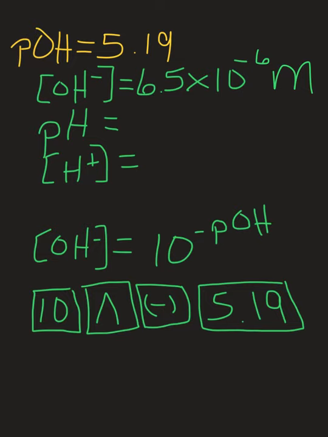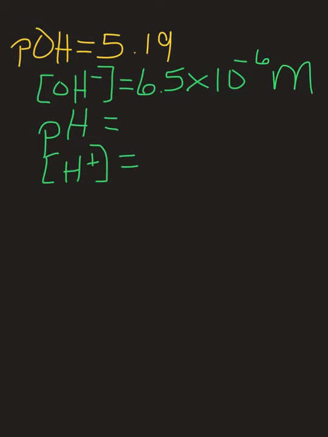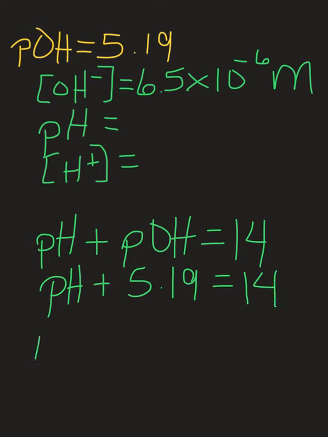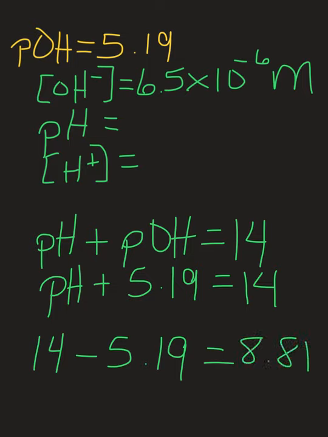Now we need the pH and the hydrogen ion concentration. So getting the pH is very simple. Remember, when we add these two together, what number should we get? 14. So I don't know the pH, but I know my pOH. The problem gives that to us. So how do I figure out what my pH is? Simply subtract. 14 minus 5.19. And what does that give us? We should have a pH of 8.81.